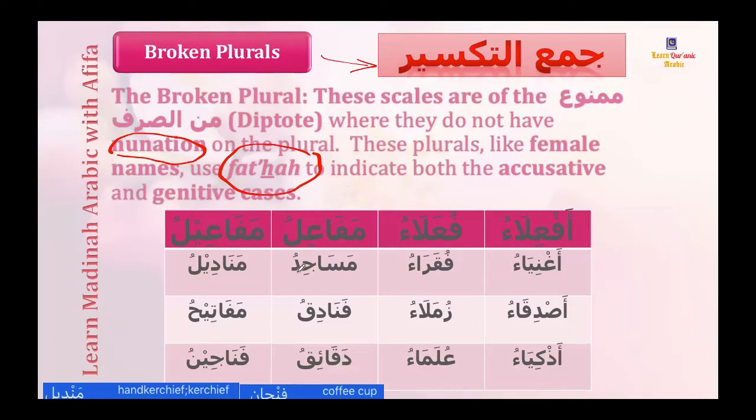So fuqara'u, masajidu, it follows this pattern. Mafa'ilu. And then another one in here is mafa'ilu. It has a ya here. So manadilu, which means handkerchiefs. Manadilu. Okay. So asdiqa'u, zumala'u, fanadiku, mafatihu, azkiya'u, ulama'u, daqa'iku, fanajinu. Coffee cups. So I hope you just recognize the sound. You're not expected to memorize everything, just to recognize that the plurals are coming in these patterns right here. These are the patterns.